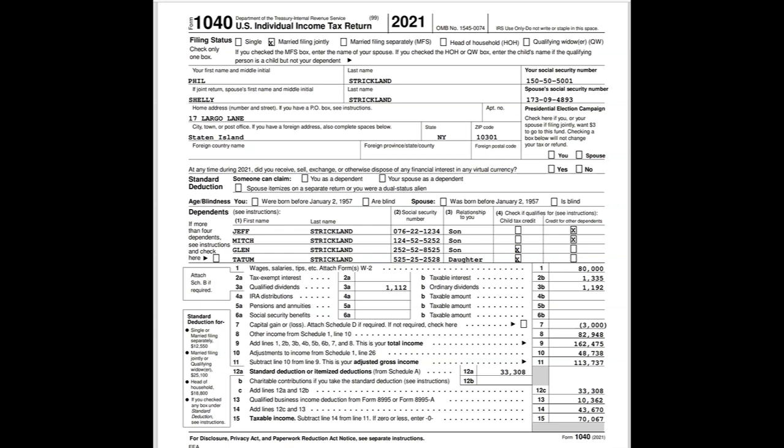Now, you're not going to have to memorize line numbers, but you will have to know that wages is on page 1 of the 1040 and where wages comes from. You see line 1, $80,000? It says attach form W-2.